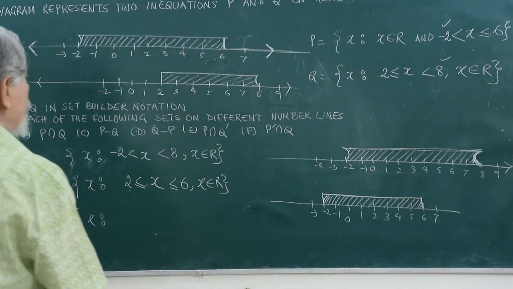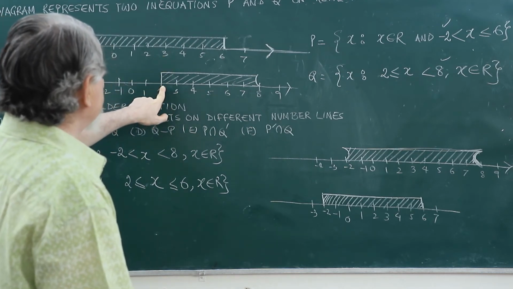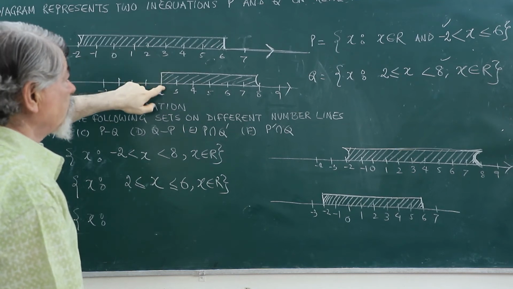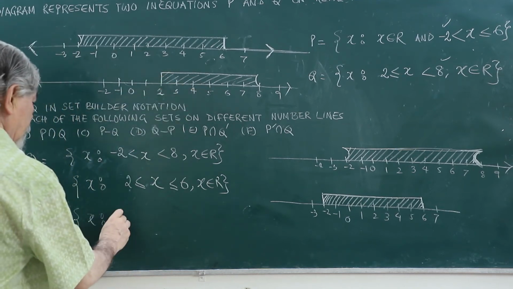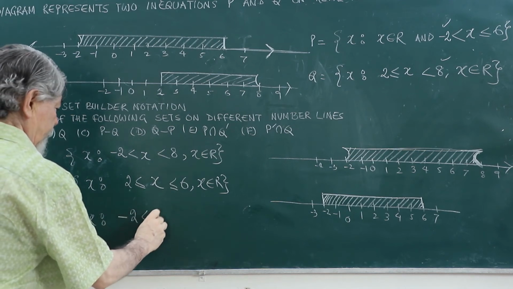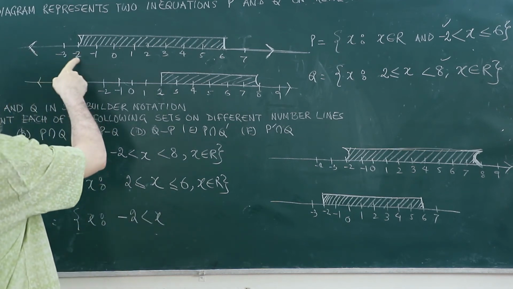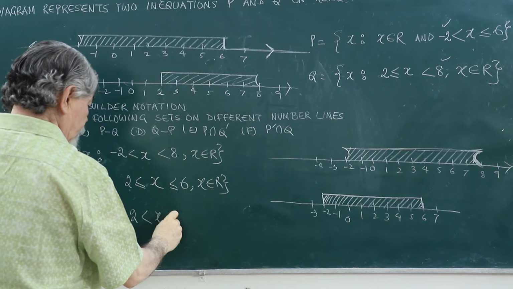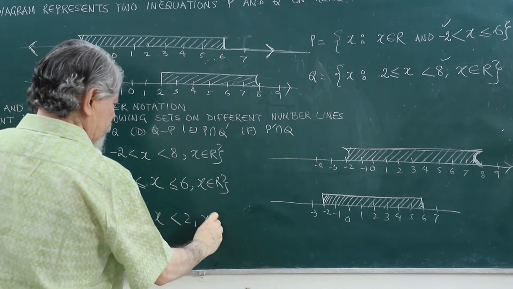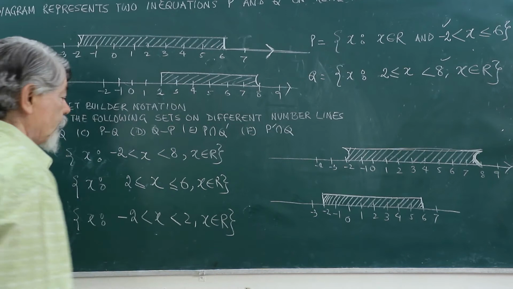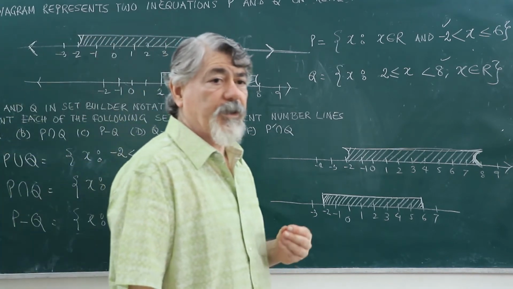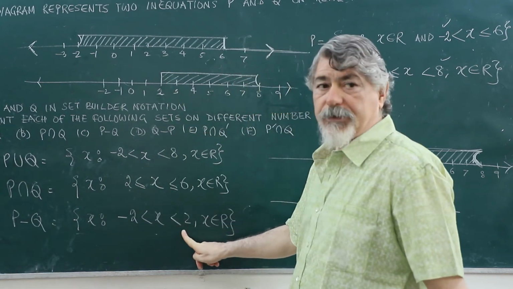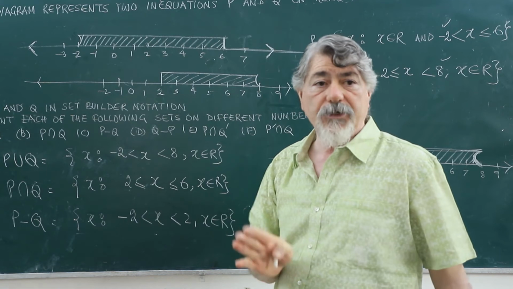So P minus Q means the elements from -2 and less than 2. Because equal to 2 belongs here. So greater than -2, because it is not equal to here, X greater than -2 and less than 2. X belongs to the set of real numbers. So what are we talking about? We are talking of the elements which belong only to P and not to Q. All these elements between -2 and 2 will belong only to P and not to Q.